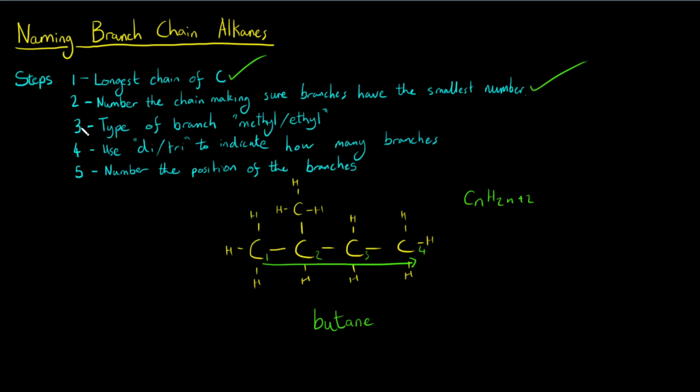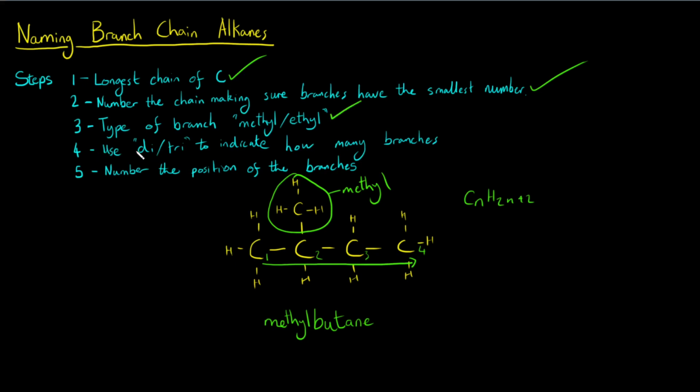Now we're going to go into step 3. What type of branch do we have? Do we have a methyl branch, ethyl branch? Well, our branch only has 1 carbon in it. There's only 1 carbon, so this must be a methyl branch. So now I can write that in front of the word butane. And when we're naming these branched alkanes, it's almost like we write the name backwards. We kind of start with the end and write backwards, which is a little bit unusual, but it's probably the easiest way to do it. So we've identified the type of branch. It's a methyl branch. Done that step.